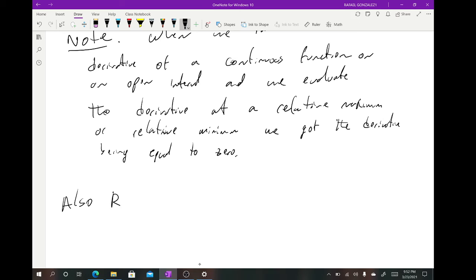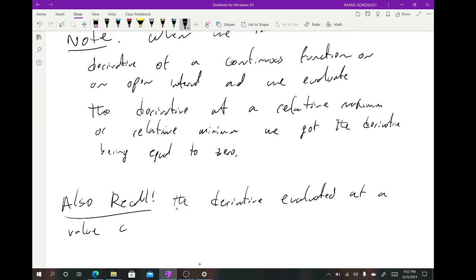Also recall the derivative evaluated at a point x, or at a value, let's call it c, gives us the slope of the tangent line at the point c.